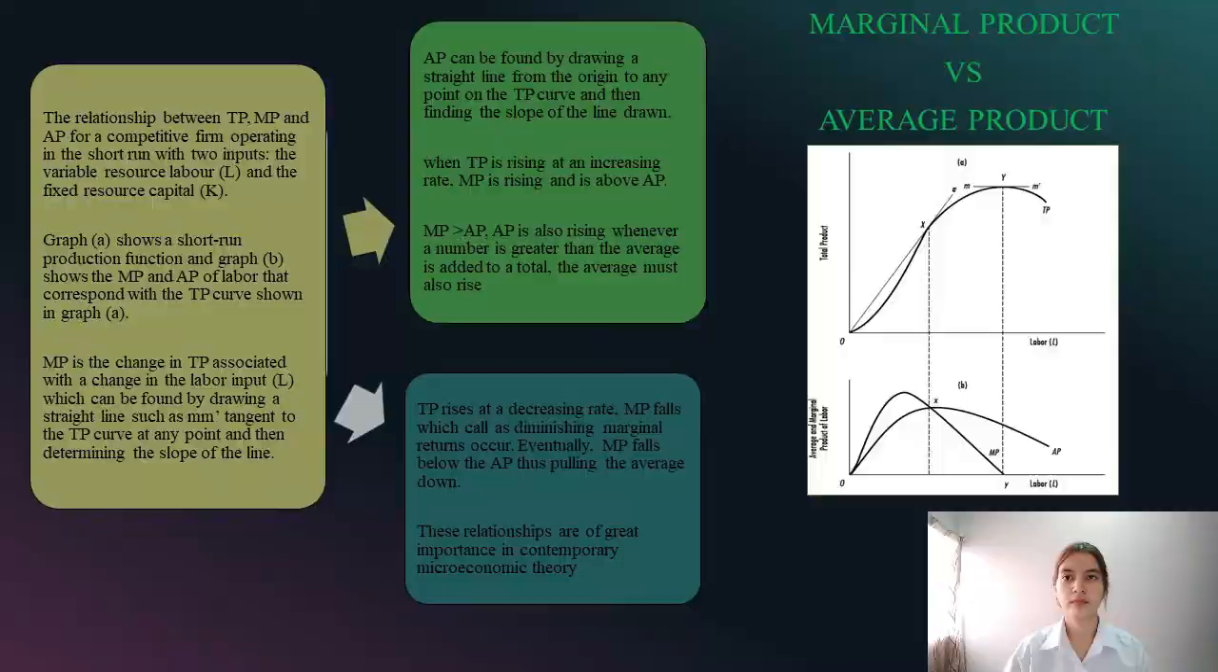Next, for marginal product versus average product, the relationship between TP, MP and AP for a competitive firm operating in the short run with two inputs, which are the variable resource labor and the fixed resource capital. Graph A shows a short run production function, and graph B shows the MP and AP of labor that correspond with the TP curve shown in graph A.